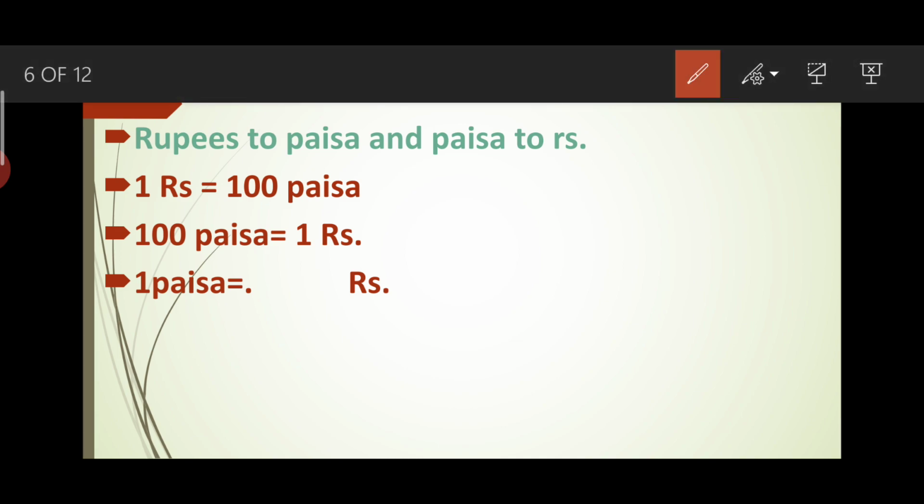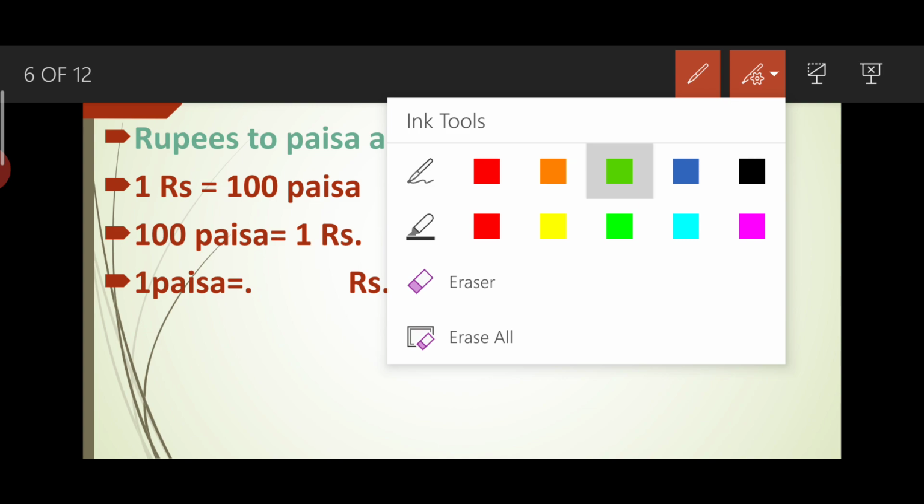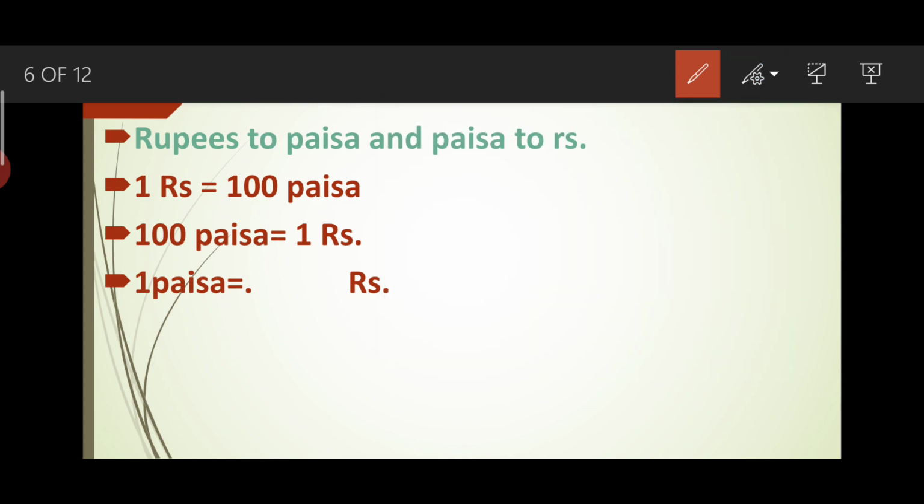Like if 100 paisa is equal to 1 rupee, so 1 paisa will be equal to 1 upon 100 rupee. Okay, is that clear? 1 paisa is equal to 1 upon 100 rupee. This you have to mark in the box. This is very important.